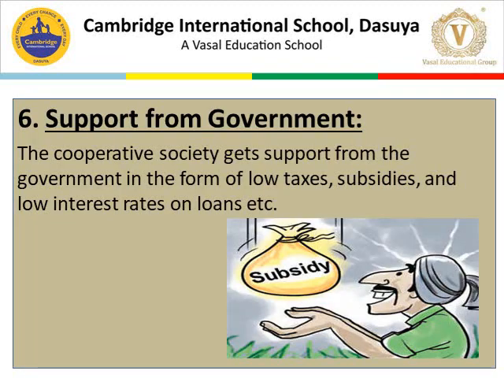Number six, support from the government. Cooperative society gets support from the government in the form of low taxes. Cooperative societies are paying very little tax. Subsidies, they are getting subsidies from the government because they are doing social services, because they are not making profit from the business. And low interest rate on loans; the rate of interest on loans is also less. So in this way, the government organizations are also helping the cooperative society so that they can survive for a longer time.